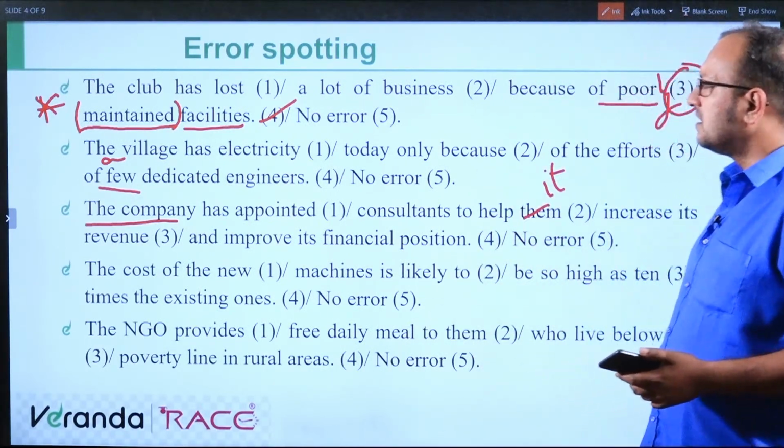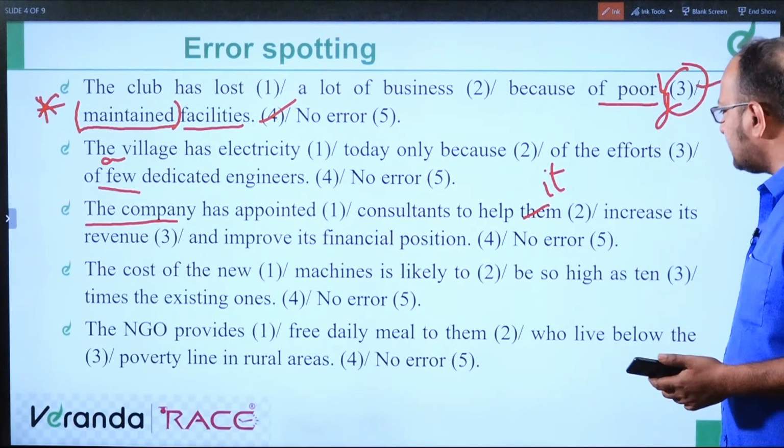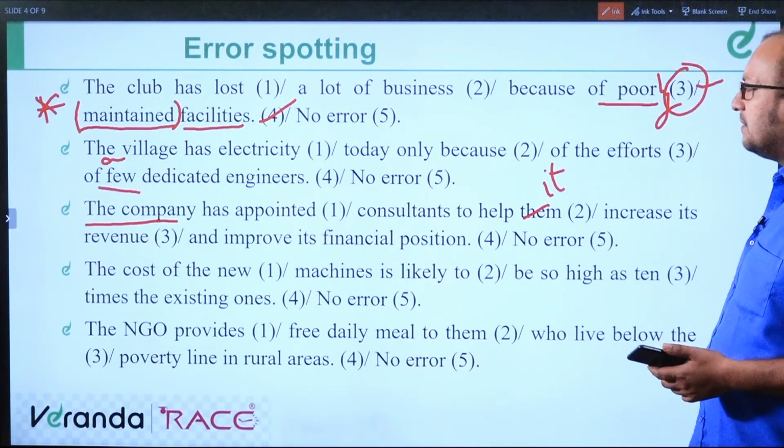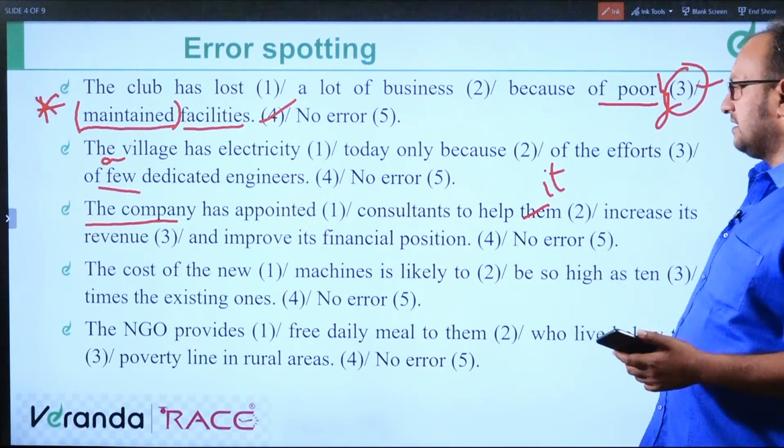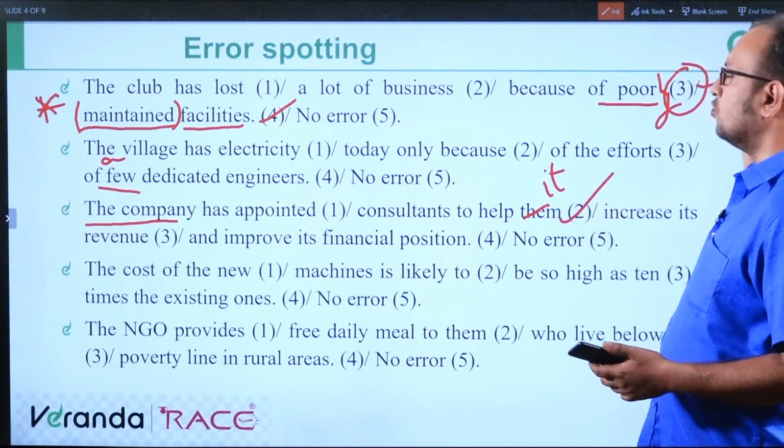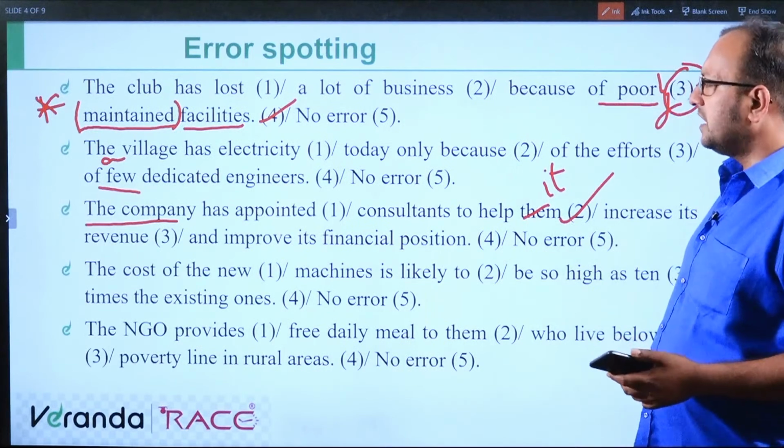So what should the answer be? The company has appointed consultants to help it increase its revenue and improve its financial position. That is the correct answer. So the error was in part 2. So we have marked 2 as the answer. Next question.